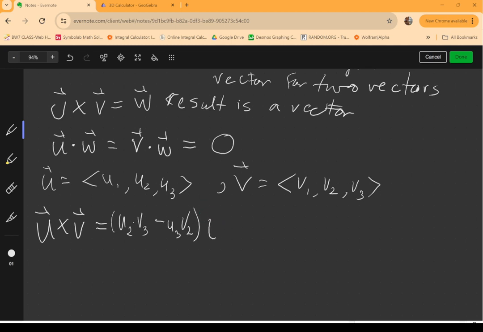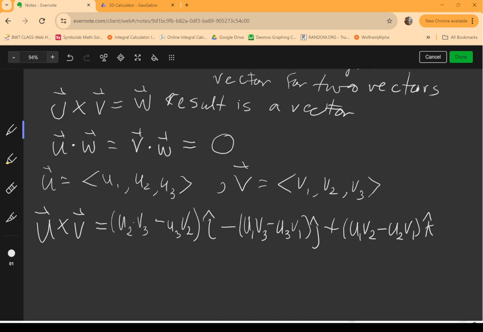and that corresponds to our vector i hat, minus u1 v3 minus u3 v1 times our vector j hat, right? Our i and j vectors that we covered in the previous module. Now, since we are dealing in three dimensions, we do have a k hat, so that would be u1 v2 minus u2 v1 k hat.